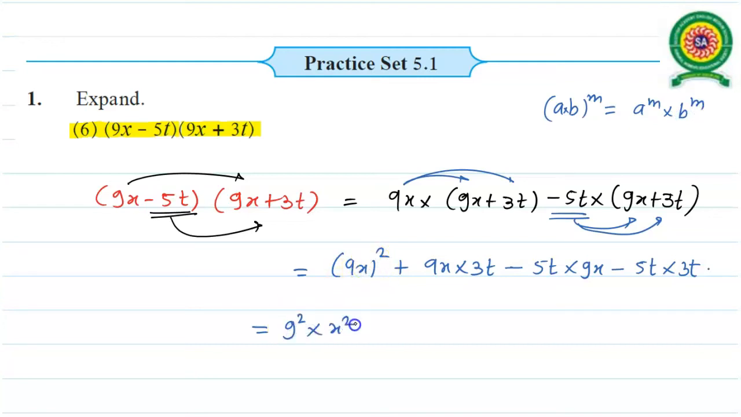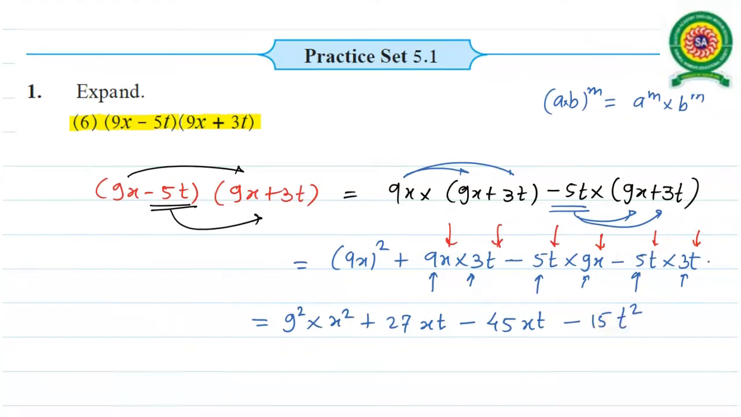So ultimately we have to separate the square. 9 square into x square plus 9 3s are 27, and next to it x into t we are getting xt, plus next to it now 9 5s are 45, so minus sign over there, minus 45, t into x we can write it as x into t also, so I am writing x into t, minus 5 3s are 15, and t into t we are getting t square. Try to simplify it furthermore.